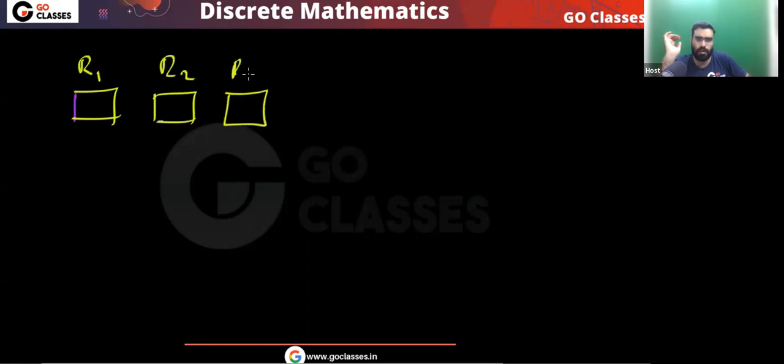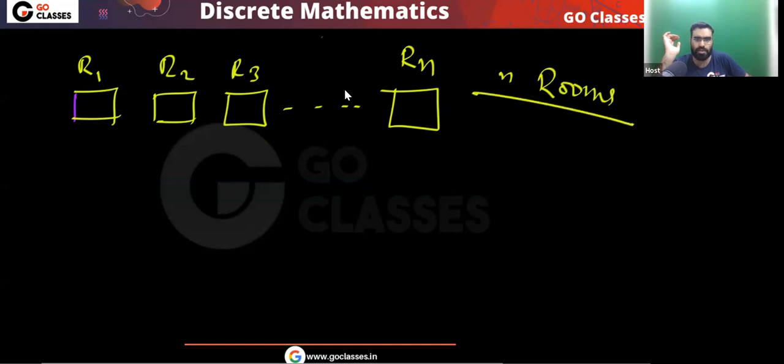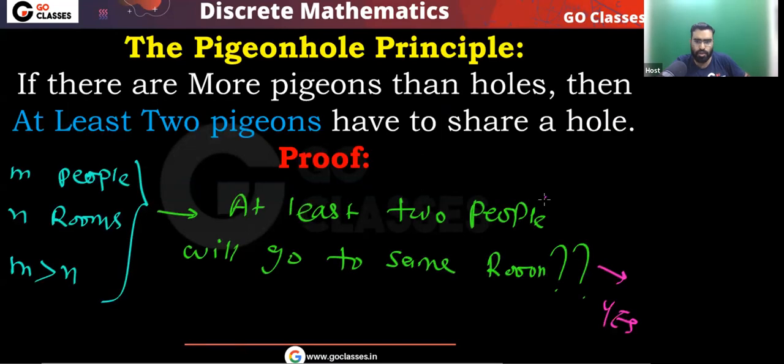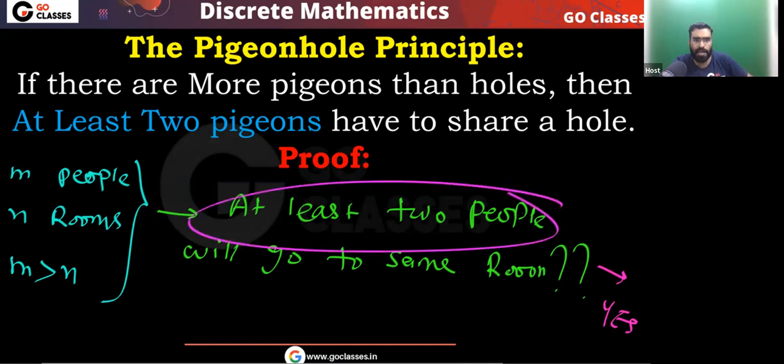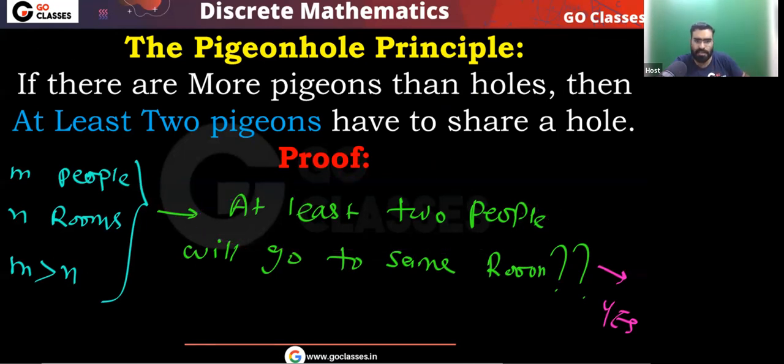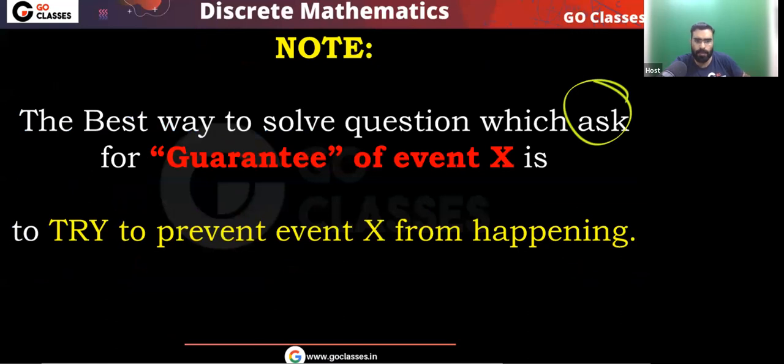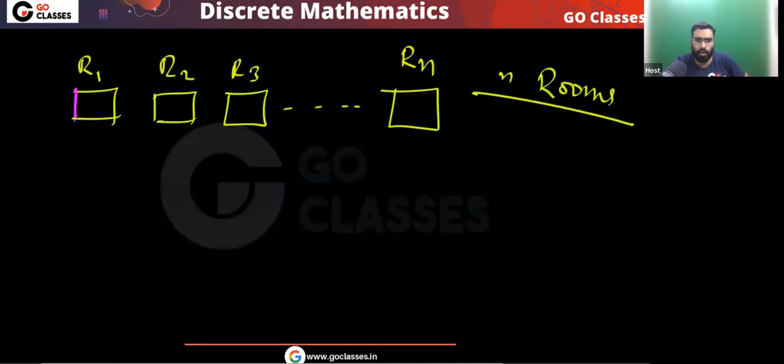Agree with me? So what you will do in this situation, these are the rooms: room number 1, room number 2, room number 3, and so on, a total of n rooms. You will make sure that in any room, at most one person goes, that there is no room in which at least two people are going. You will try that two people don't have to share a room.